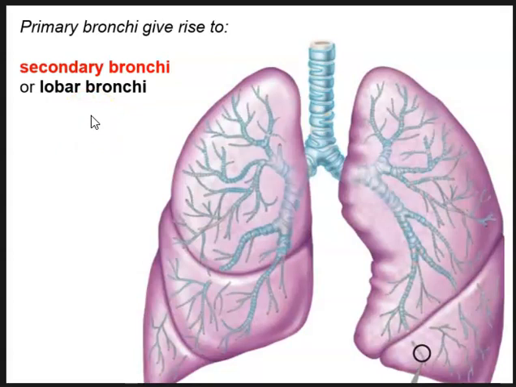On the right, we will have 3 secondary or lobar bronchi, and on the left, we will have 2 secondary or lobar bronchi, because of course there are 3 lobes to the right lung and 2 lobes to the left lung. So here in yellow, you can actually see the secondary or lobar bronchi. It's not necessary for you to name the individual lobar bronchi. You just have to know that they are secondary or lobar bronchi.